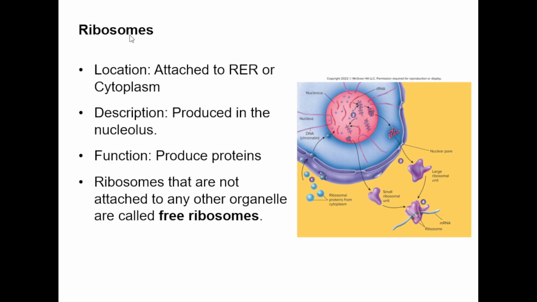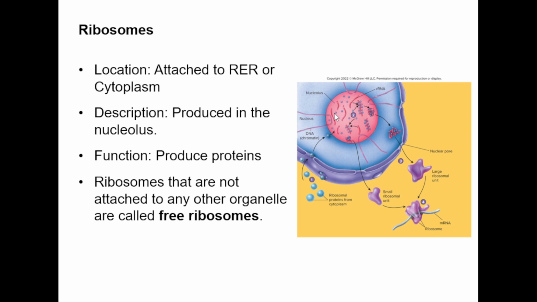Okay? After ma-produce ng ribosomes, after they exit the nucleus and the nuclear pore, they can either attach to the rough endoplasmic reticulum or they can float freely in the cytoplasm. And if they float freely in the cytoplasm, they are called your free ribosomes. Alright? They are called your free ribosomes.